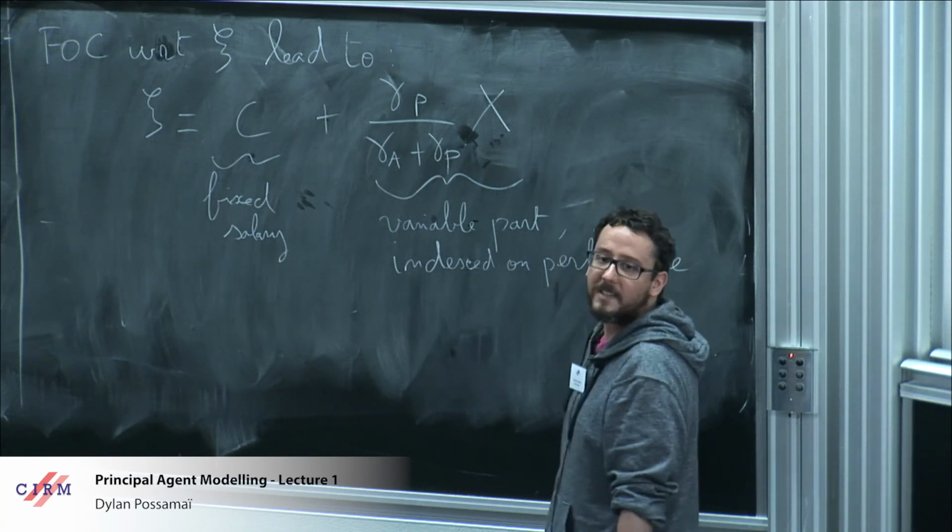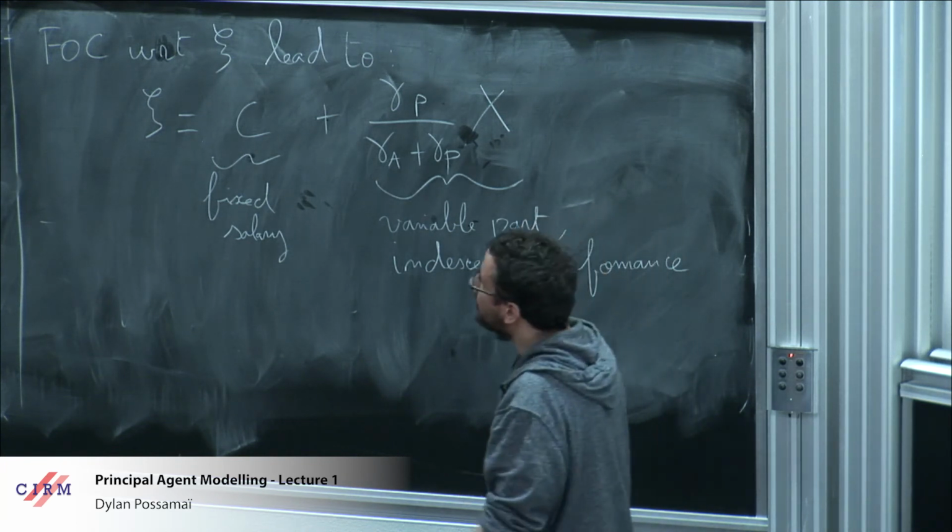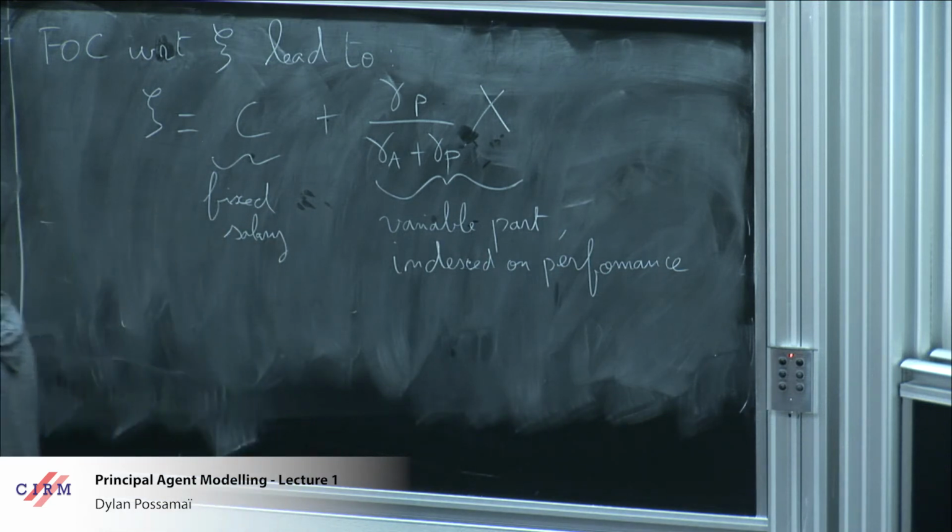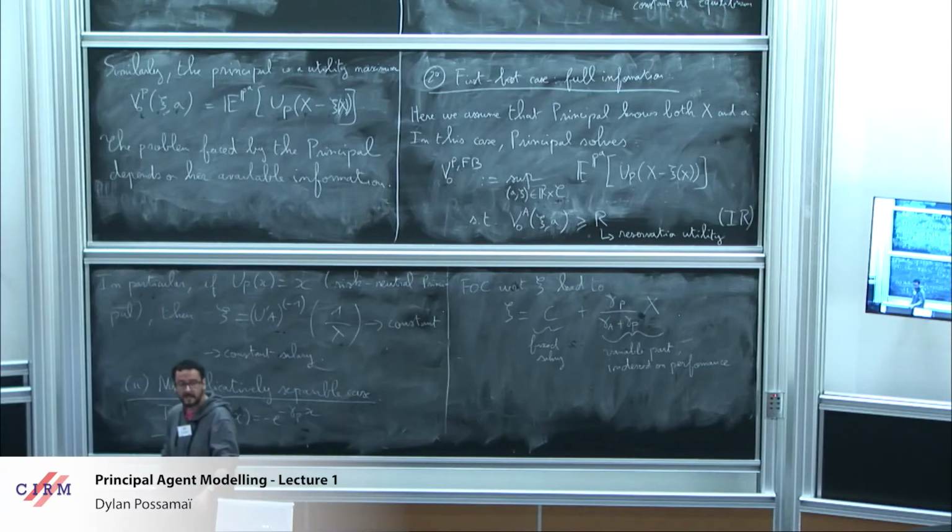Things become more interesting, of course, when there is actual asymmetry of information, and the only thing that the principal observes is X and not A. And there the problem becomes much more complicated.